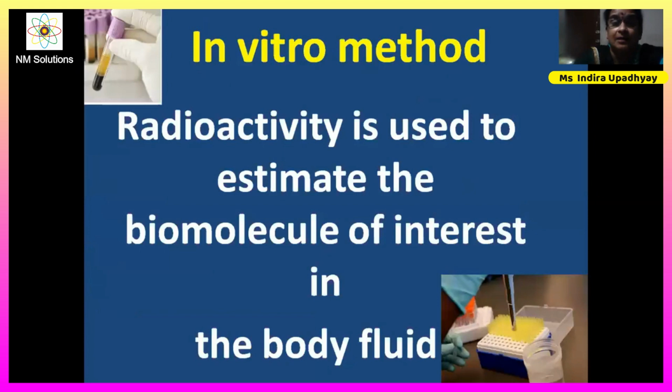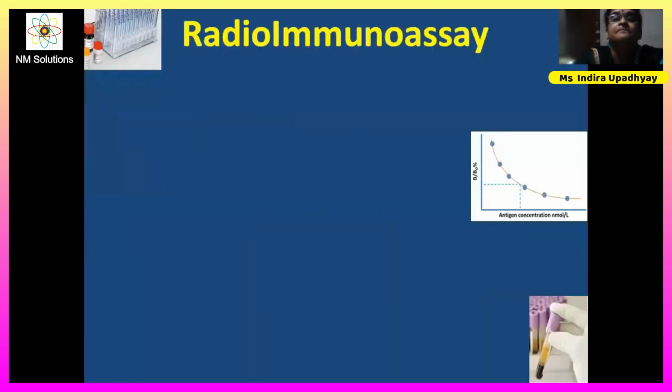This is the thyroid uptake probe you can see here. And this is used to detect thyroid disorders. The in vitro method is where radioactivity is used to estimate the biomolecule of interest inside the body fluid. And so the radiotracers are used but not administered to the patient. Radioimmunoassay is the example of an in vitro technique of non-imaging nuclear medicine diagnosis.